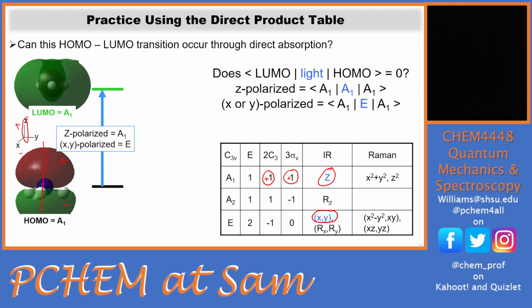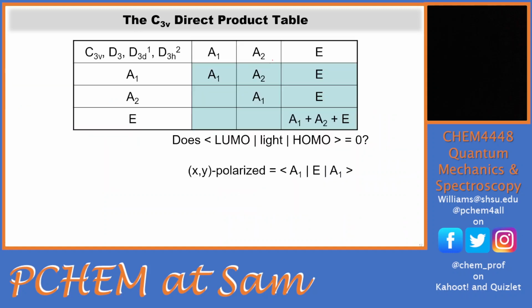So this is the symmetry setup for both of those. And this is the question we're trying to answer. We have the highest occupied molecular orbital, that's a wave function, right? And we have light in the middle, X, Y, or Z. And then we have the wave function for the lowest unoccupied molecular orbital. And here's our C3V direct product table.